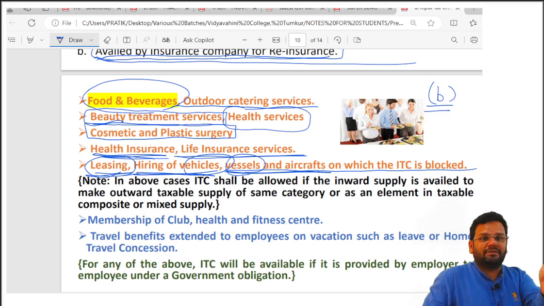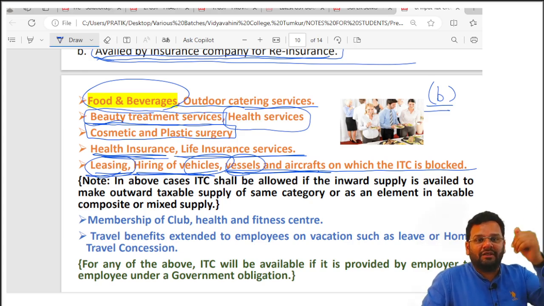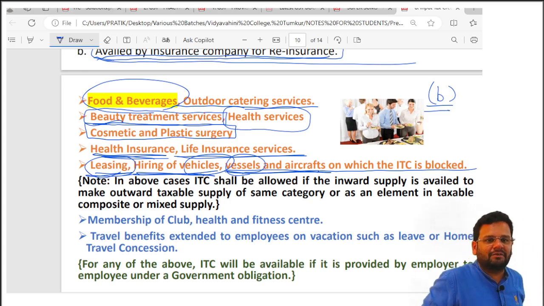For what all purposes was ITC blocked in case of purchase of a vehicle? Same thing: instead of purchasing, if you are taking on lease, that also ITC will be blocked. Yes.